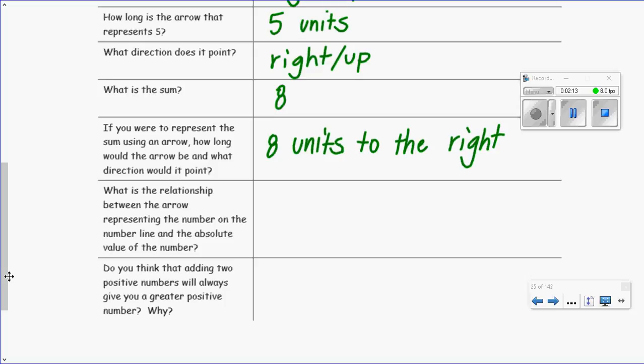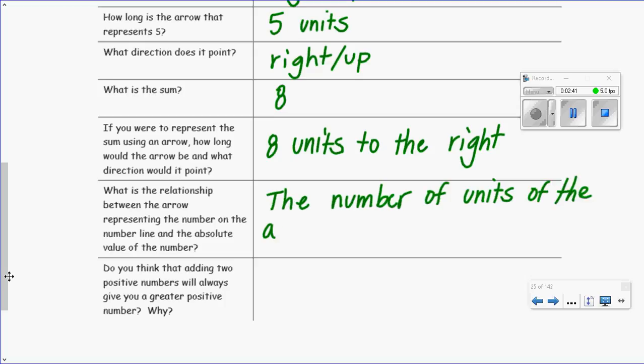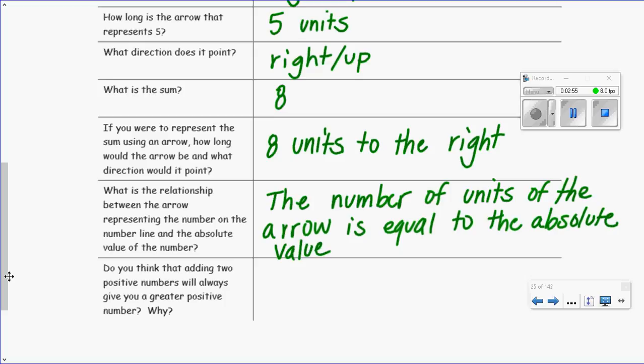Okay, what is the relationship between the arrow representing the number on the number line and the absolute value of that number? Okay, what that means is if I draw an arrow that is 8 units long, that is the absolute value. So the questioning here is a little confusing, but what I want you to write is that the number of units of the arrow is equal to the absolute value. Remember, absolute value, that is a term that you do need to know, and absolute value is the distance from 0. Absolute value. So you can put that in parentheses. Distance from 0.